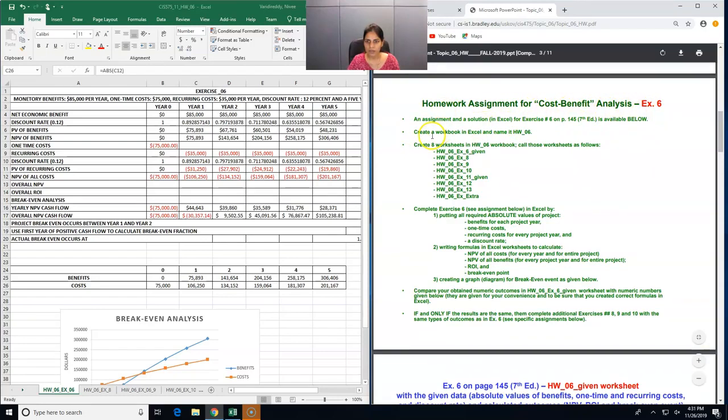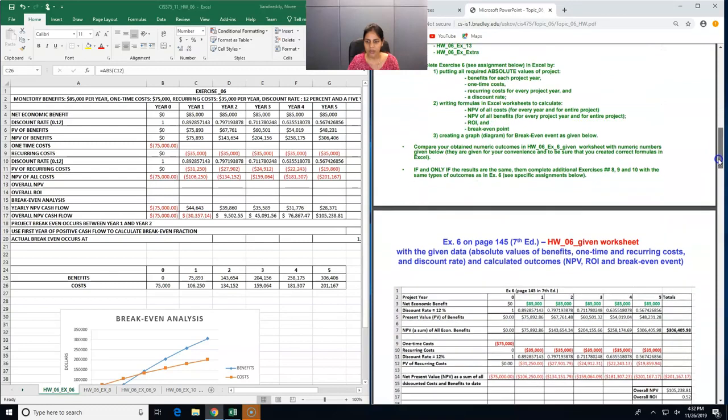We need to create a workbook in Excel and name it homework number 6. We need to include several worksheets and name them as homework 6, example 6, 8, 9, 10, 11, 12. This is how I've named the files or the worksheets. Now we need to complete the exercises, putting in all the required absolute values of the project, and write formulas in Excel to calculate NPV of all costs, NPV of all benefits, ROI, break-even point, and finally create a graph.